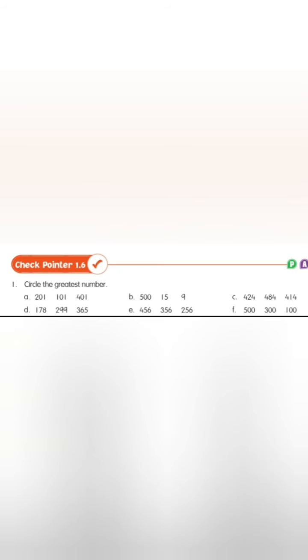Let us start check pointer 1.6. Here you have to circle the greatest number. Three numbers are given. You have to circle the greatest number. Suppose we start with A: 201, 101, 401. So among these numbers 401 is the greatest number. So you have to circle 401.